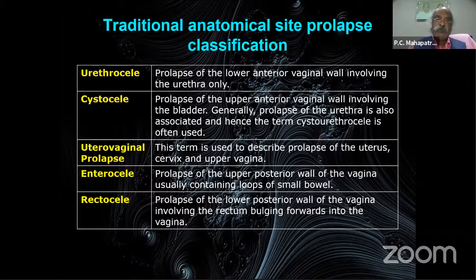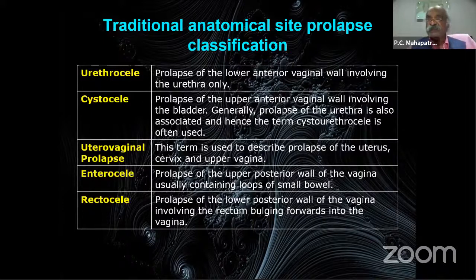Old-wise, we say anterior vaginal wall prolapse: if the lower part prolapses, there is a urethrocele; if the upper part prolapses, it's a cystocele. The apical segment is uterovaginal prolapse, the cervix or the vault, which is central. And posteriorly, the upper part of the posterior vaginal wall is enterocele, the middle part is the rectocele, and the lower part is the deficient perineum. So these are basically the different classification systems.